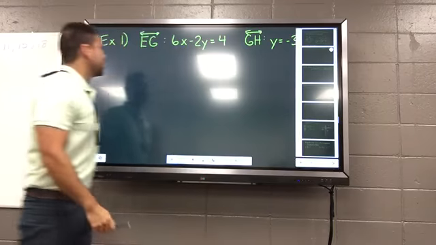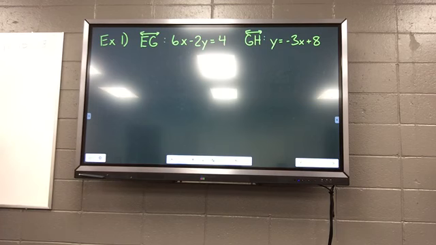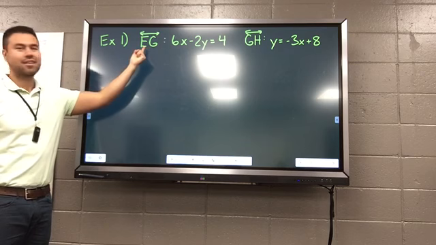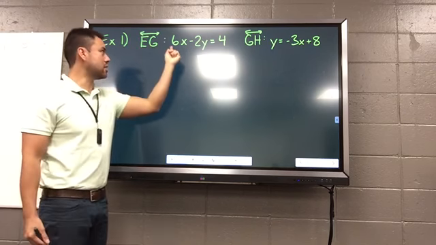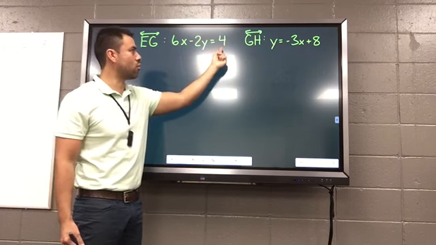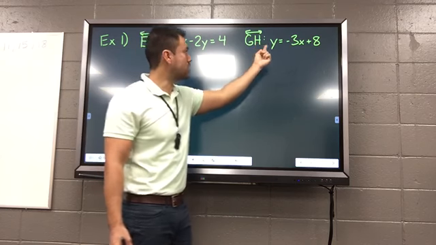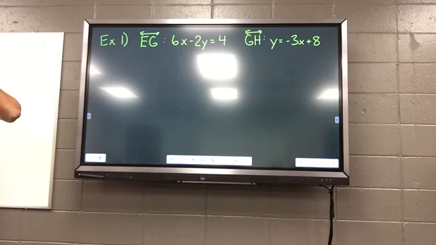Okay, let's look at this. I wrote this in a special way because I want to get you more used to seeing geometric descriptions. Can anyone read what that means? What is that? Not just EG, line EG. The equation of line EG is 6x minus 2y equals 4. How do you read this right here? Line GH, and the equation is y equals negative 3x plus 8. Are these two lines parallel?